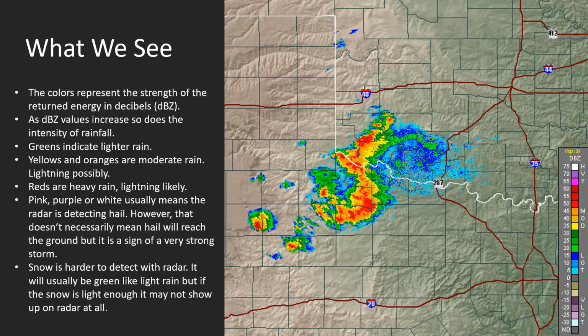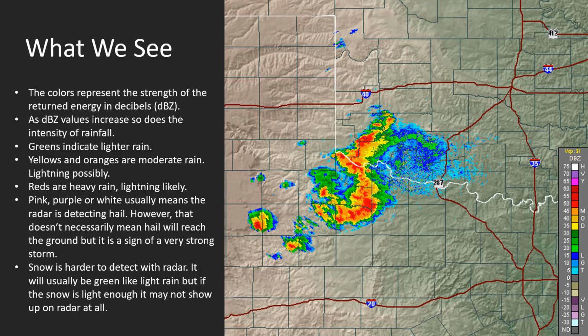The colors represent the strength of the returned energy in decibels. As decibel values increase, so does the intensity of rainfall. Greens indicate lighter rain, yellows and oranges are moderate rain and possibly lightning. Reds are heavy rain with lightning likely. Pink, purple, or white usually means the radar is detecting hail. However, that doesn't necessarily mean hail will reach the ground, but it is a sign of a very strong storm.